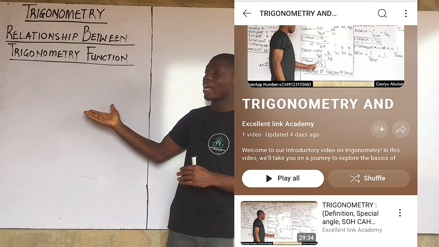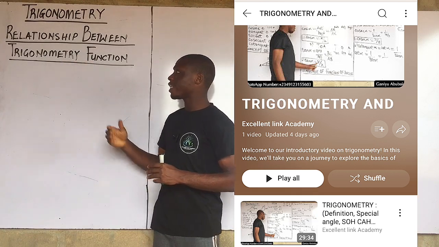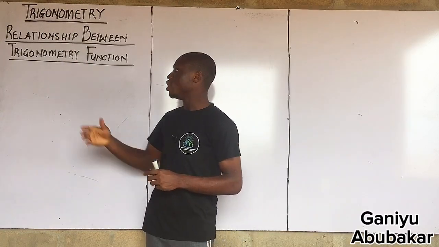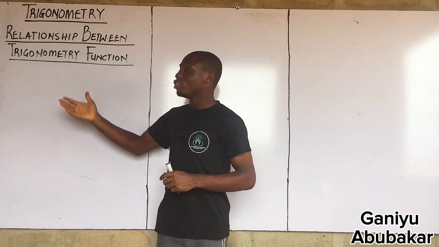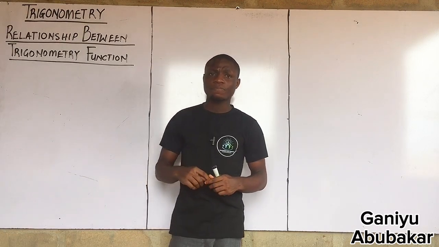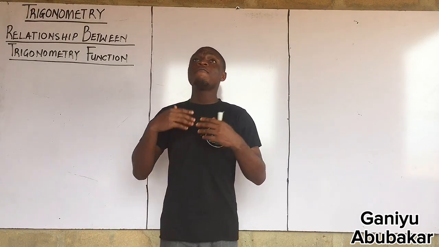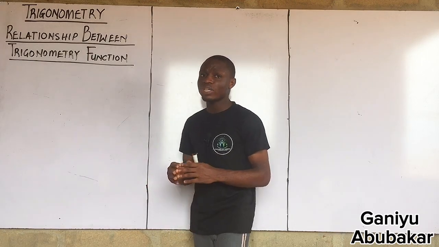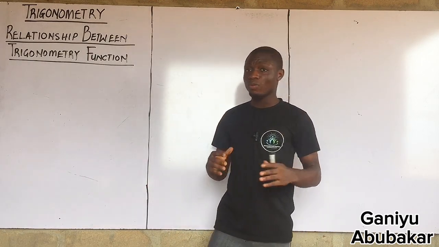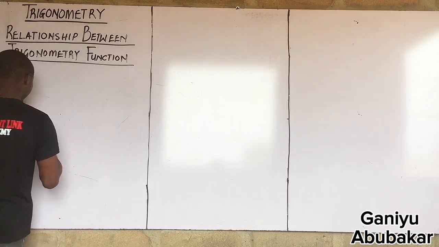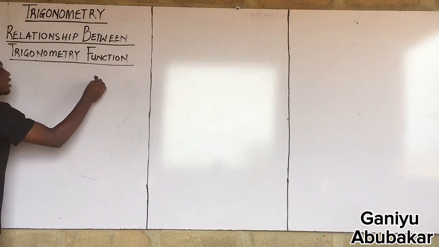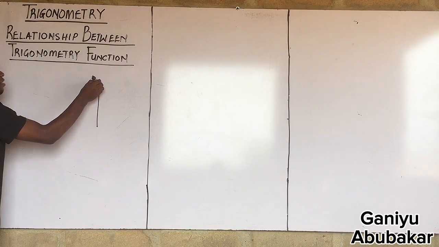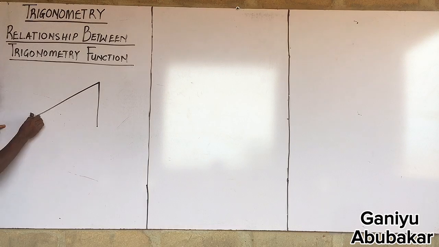So this is our second class here under trigonometry. So let's try to understand the concept behind relationship between trigonometric functions. First things first, my first task when it comes to this concept is to draw out a right angled triangle. Let's say I have a right angle triangle.